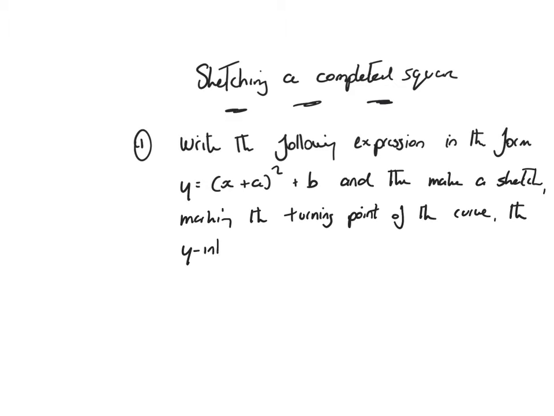the y-intercept. So remember that the y-intercept is where you cut the y-axis, and the shape of the curve. Now the shape of the curve just means is it U-shaped or upside down U-shaped, and we sometimes call that concave down or concave up, but we'll come on to that.